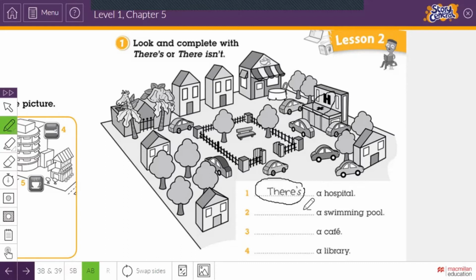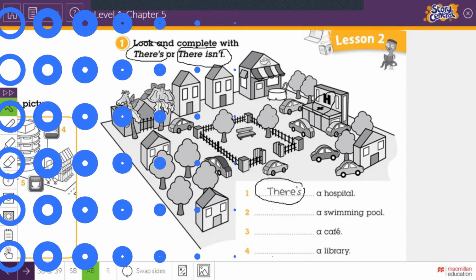Number 2, a swimming pool. Can you see swimming pool in this picture? There's or there isn't. Okay. Then number 3, a cafe. Is there any cafe here? There is or there isn't. Jadi memilih di antara dua ini ya, there's or there isn't. Number 4, a library. Is there any library in this picture? There's or there isn't. Okay, easy?